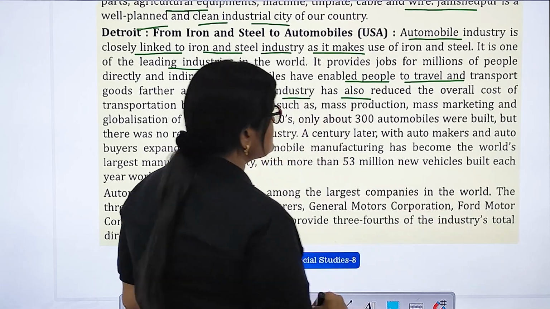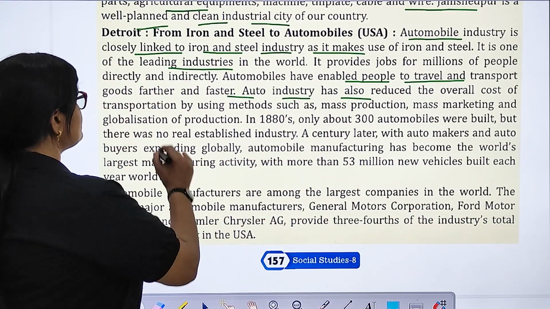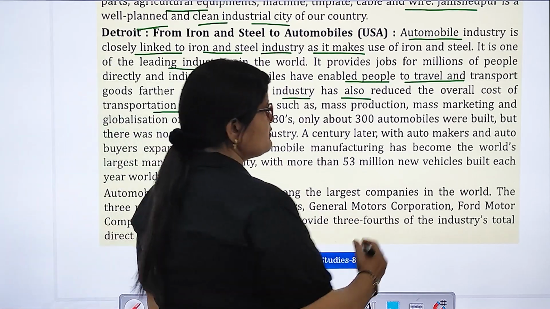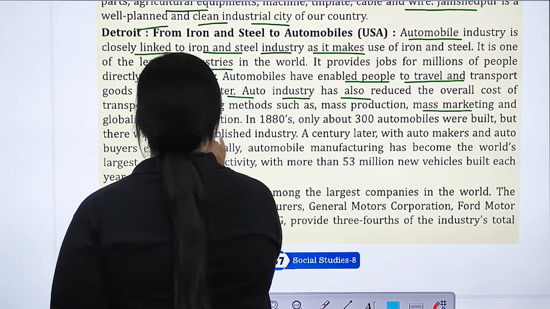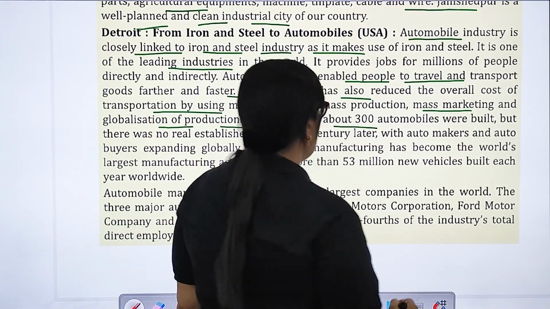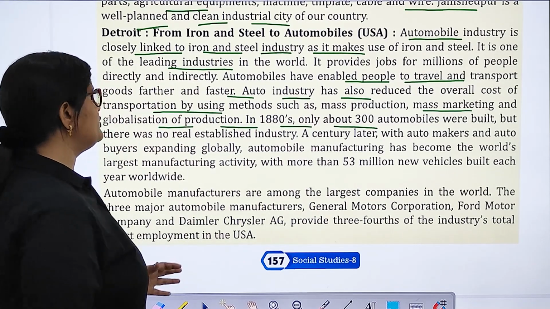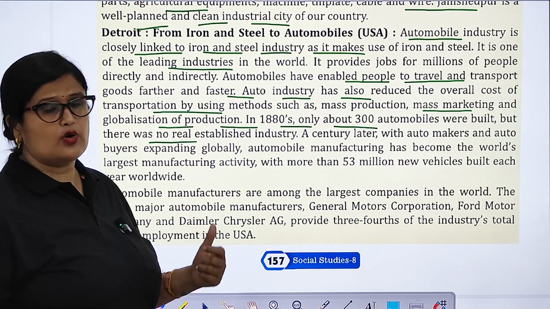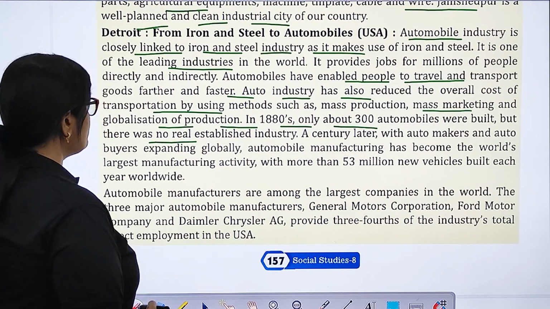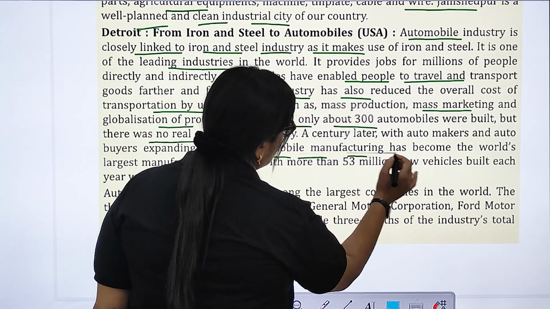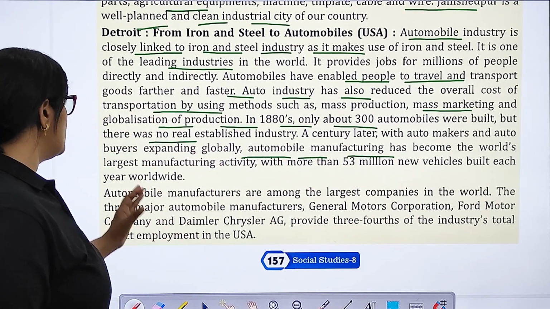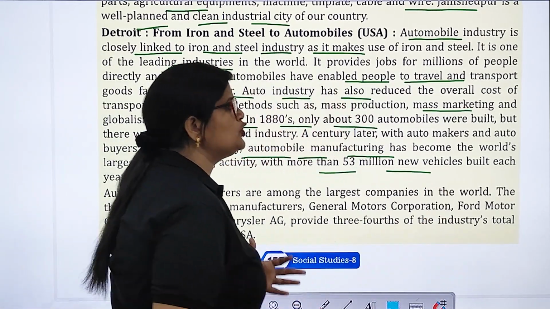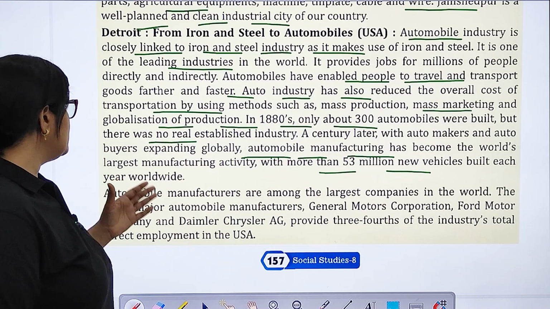The auto industry has also reduced the overall cost of transportation by using methods such as mass production, mass marketing, and globalization of production. In the 1880s, only about 300 automobiles were built, but there was no real established industry. A century later, with auto makers and auto buyers expanding globally, automobile manufacturing has become the world's largest manufacturing activity, with more than 53 million new vehicles built each year worldwide.